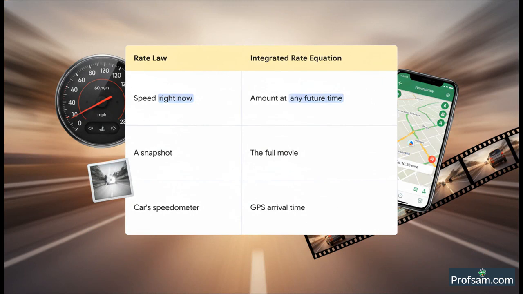Let's look at this a little closer. This comparison here makes it so clear. A rate law is just like your car's speedometer. It only tells you your speed at this one instant. But an integrated rate equation, that's like a GPS. It knows your speed, but it also calculates the whole journey and predicts what time you'll arrive. One is a snapshot, the other is the entire trip.